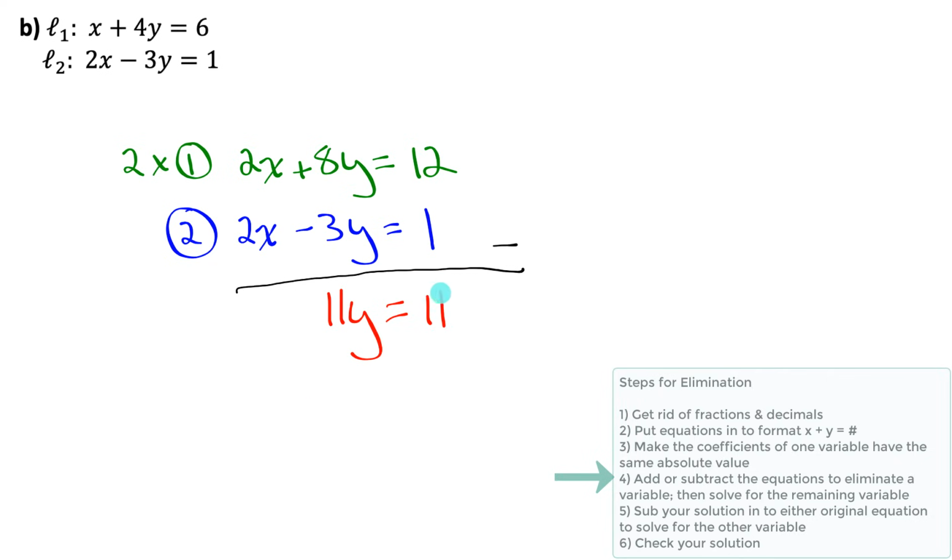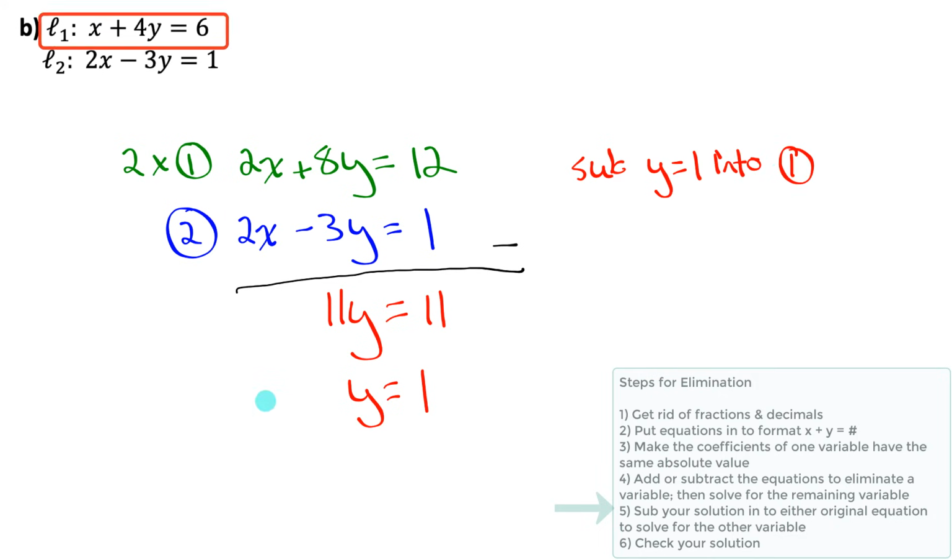11 times y equals 11. Divide both sides by 11, we figure out y equals 1. Sub that solution for y back into either original equation. I'll sub it into equation number 1. And I'll sub it into the one before I had doubled it. Just makes the numbers a little smaller to work with, but it doesn't matter. We could sub it into either original or the one that had been doubled. You'd get the same answer for x in all three scenarios.